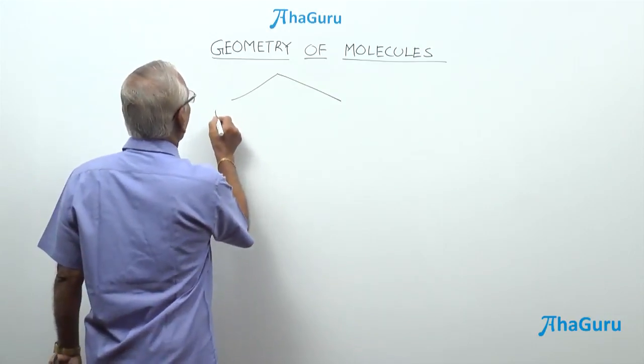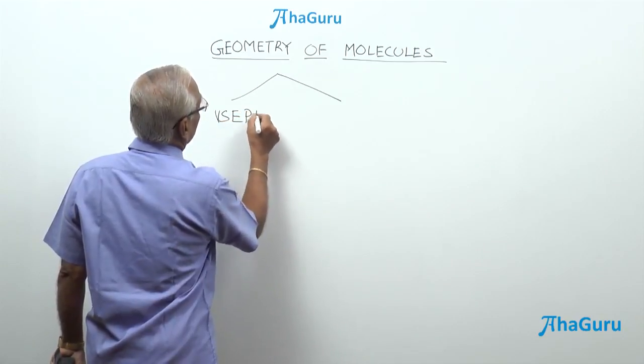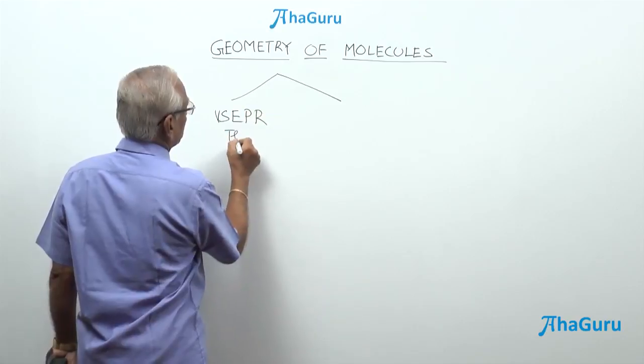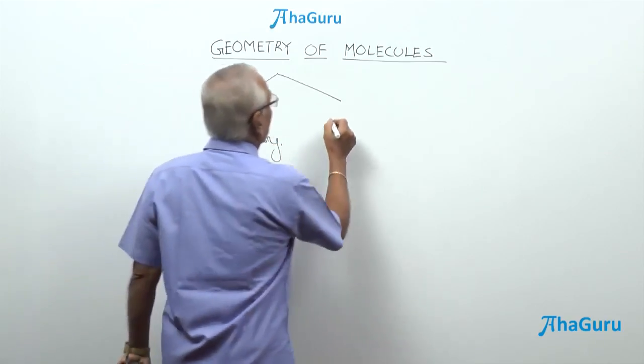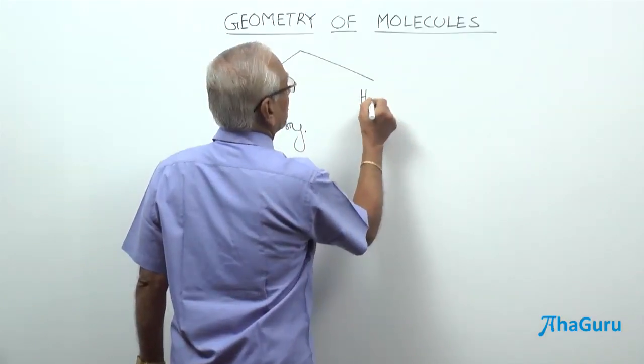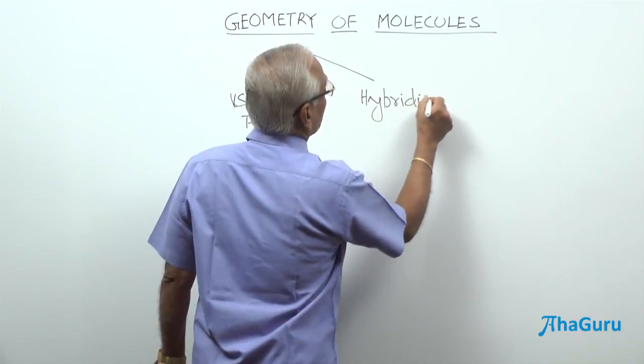One is based on VSEPR theory, and the second one is based on hybridization.